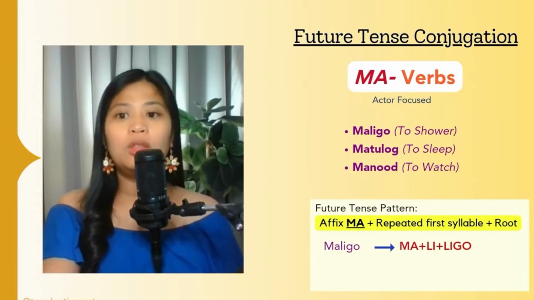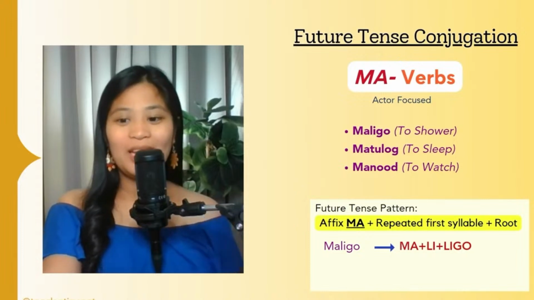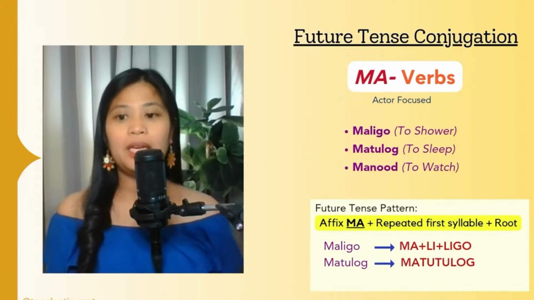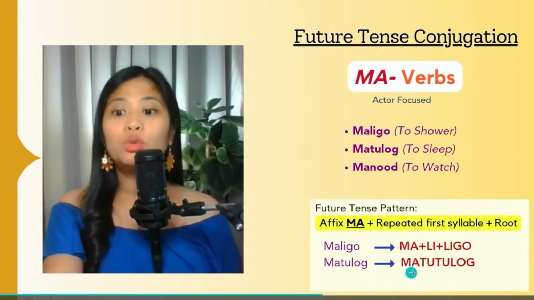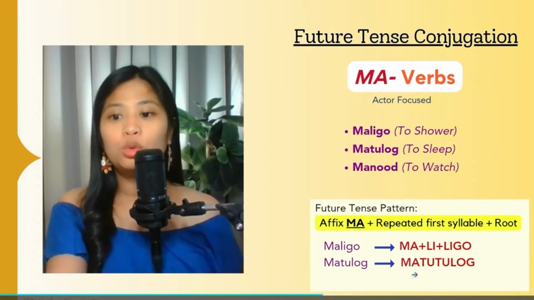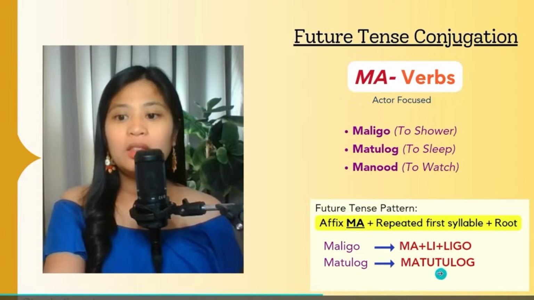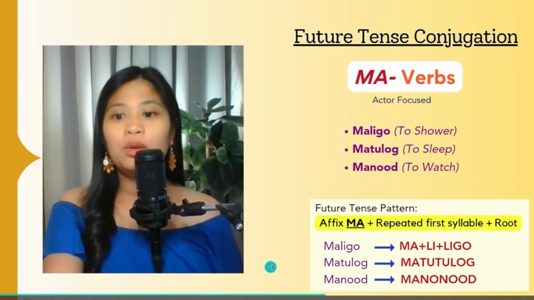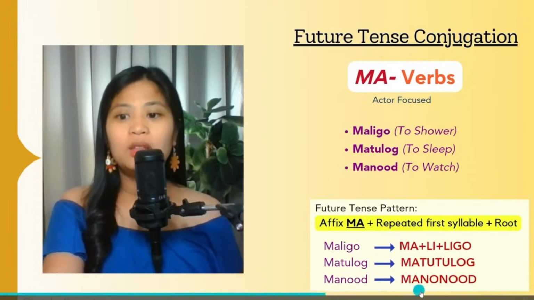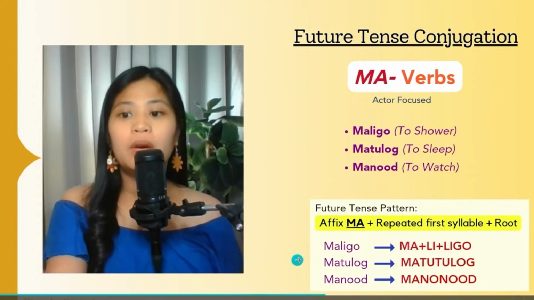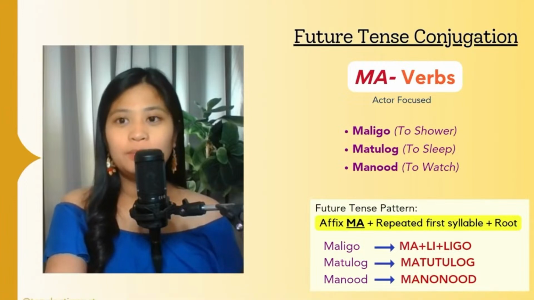You jot it down. What do you think matulog, to sleep, and manood, to watch, will be in the future tense? And remember to just use this new pattern. Okay, in the future tense, matulog, to sleep, will be matutulog. Matutulog ako, I will go to sleep. So the affix is ma, then there's a repeated first syllable, and then the root. And then manood, to watch, will be manunood. Manunood ako, I will watch.